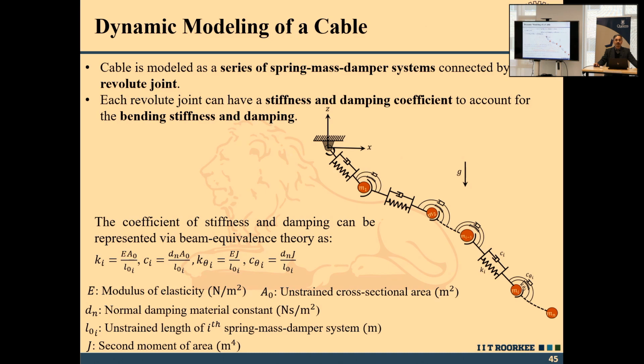So, the cable is modeled as a series of spring mass damper systems connected by revolute joints. Each revolute joint has a stiffness and damping to take care of the bending stiffness and damping of the cable. These are the stiffness relationships which are essentially found in mechanics of materials textbooks, for translational stiffness and damping and the torsional stiffness and damping.